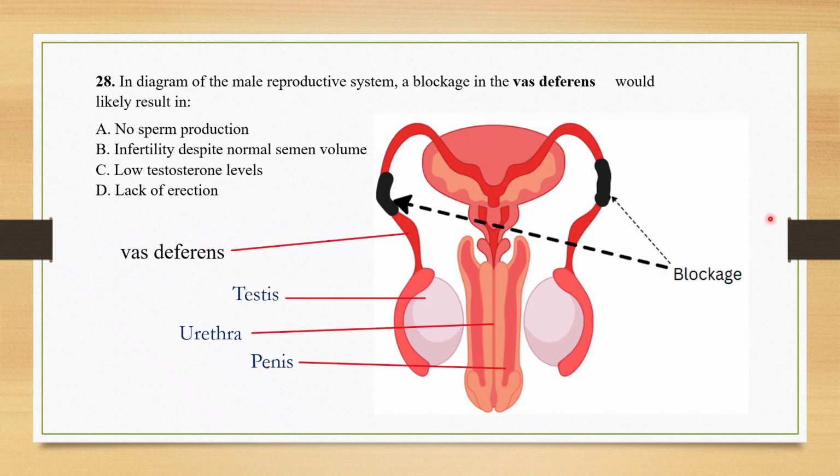Question 28. In the diagram of the male reproductive system, a blockage in the vas deferens would likely result in infertility despite normal semen volume. So sperm cannot travel from epididymis to urethra, but fluid from seminal vesicles and prostate still continues to the semen volume. So the right answer will be option B.